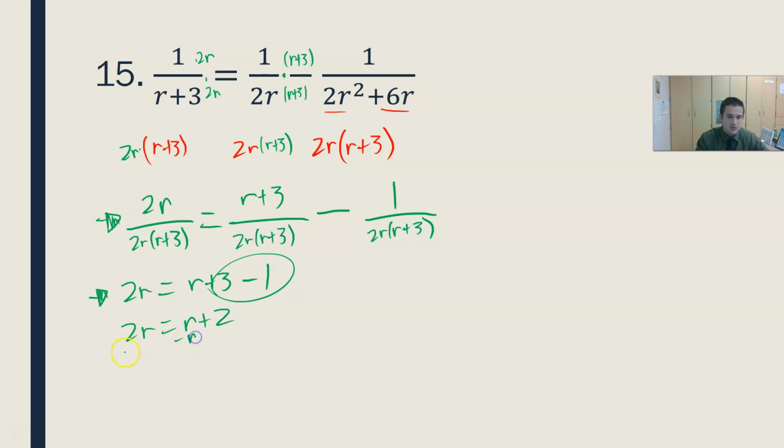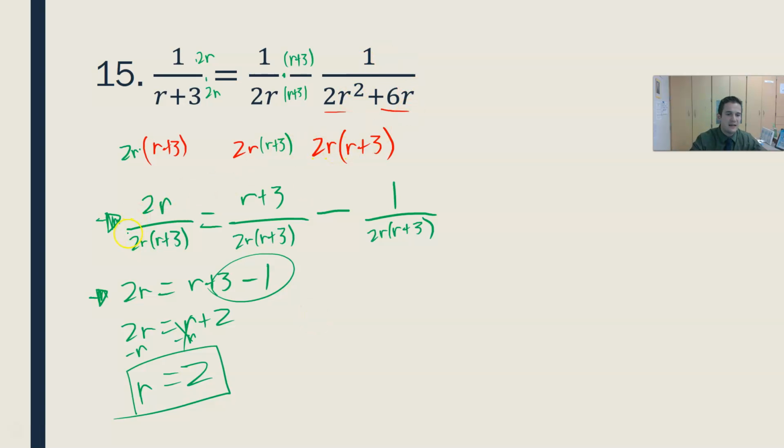I'm going to subtract r on both sides, and 2r minus r is just r, equals 2. So I get r equals 2 as my final answer. R equals 2 is my final answer.